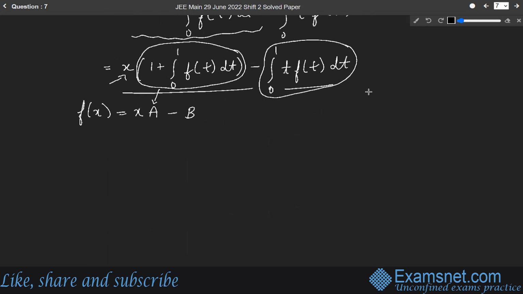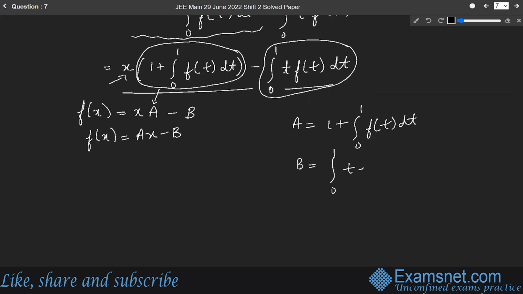Now it can also be written as f of x is equal to ax minus b, right? x into a or a into x is the same only. Now we have f of x is equal to a into x minus b. What is a here? a is 1 plus integral of 0 to 1 f of t dt. And what is b? b is integral of 0 to 1 t into f of t dt, right? These are the values of a and b.